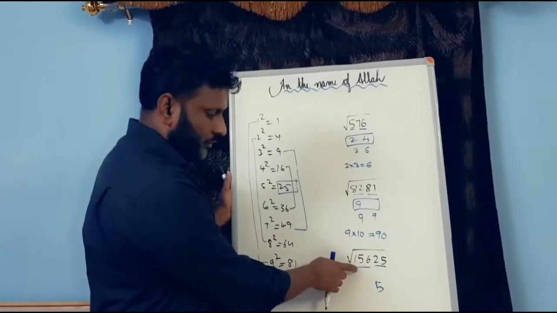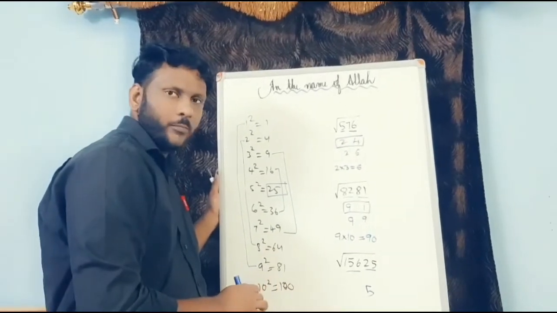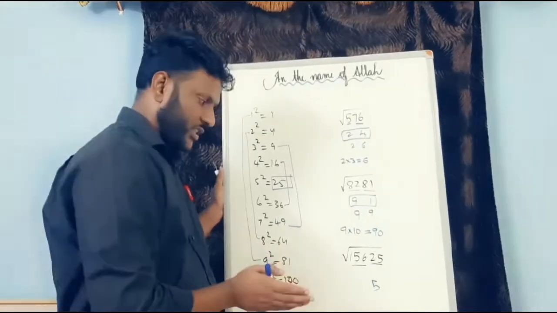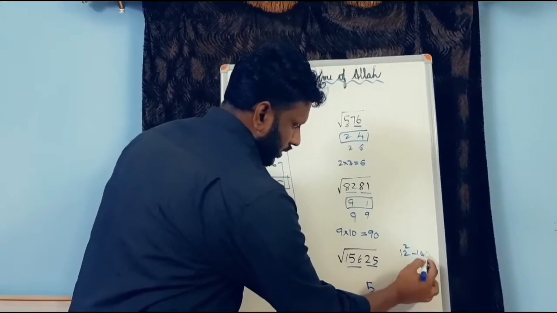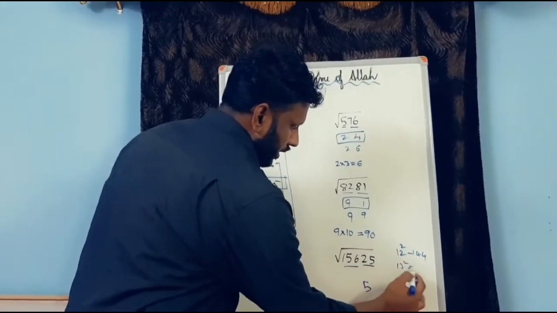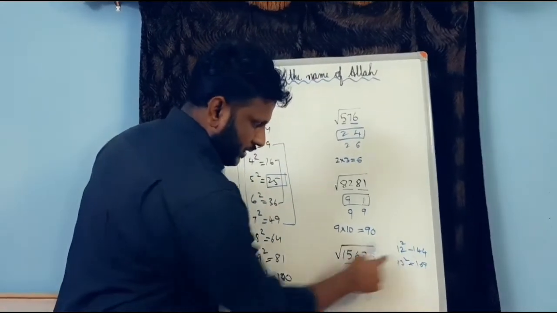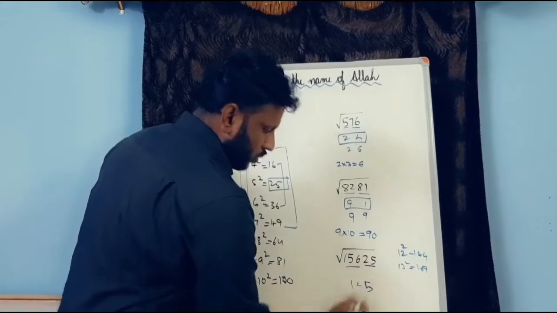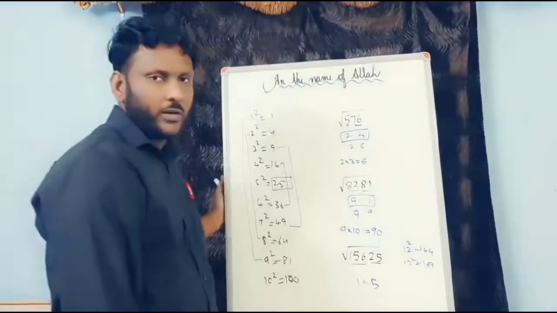Look here, 156. When you do squares, 11 times 11 is 121, 12 into 12 is 144, 13 into 13 is 169. So 12 square is 144 and 13 square is 169. It lies in between 144 and 169. So the least number is 12. So the square root of 15,625 is 125.